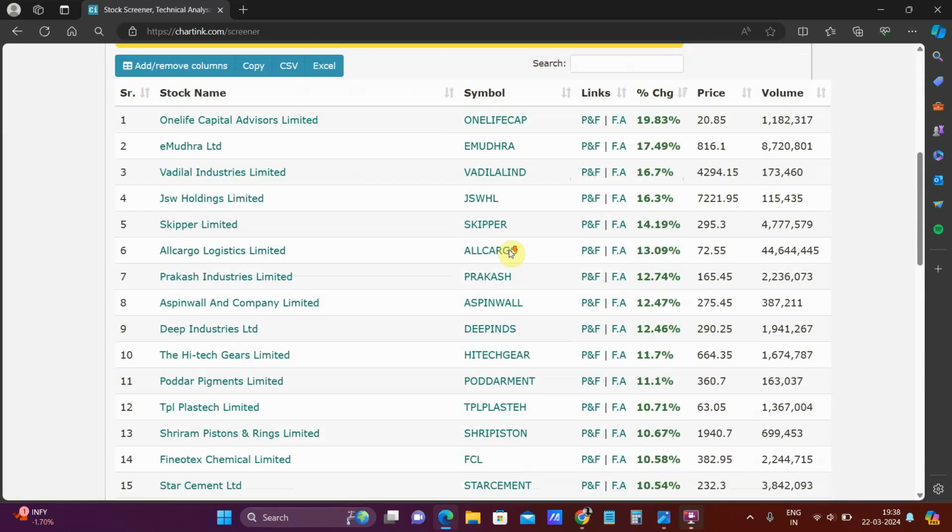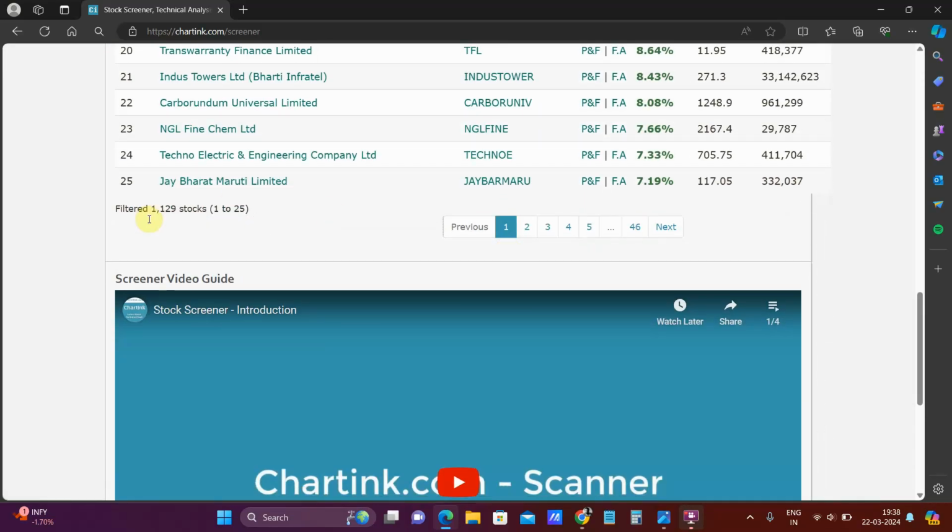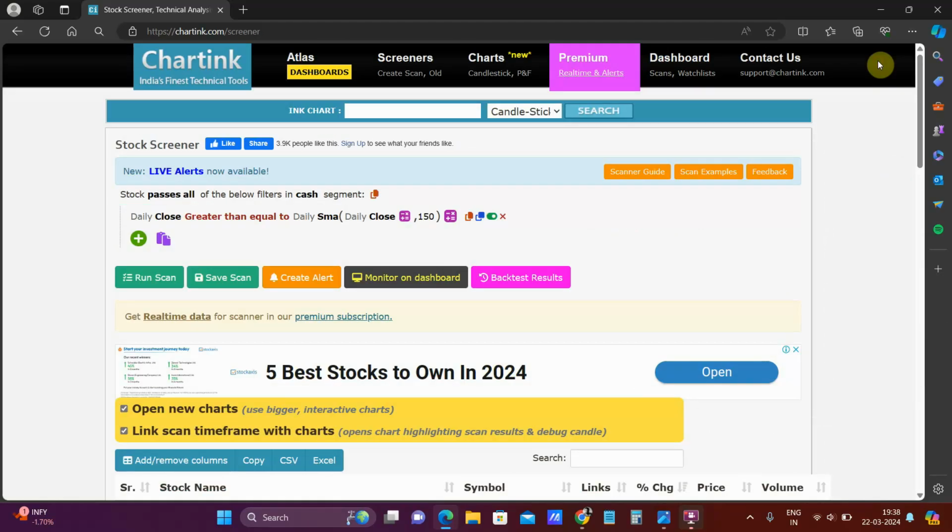So now if you go down and check, there are almost 1129 stocks which are still above, out of 5000 names that are listed in the market, right? There are around 20% of them which are still above the 30 WMA. That tells us they are still in an uptrend.